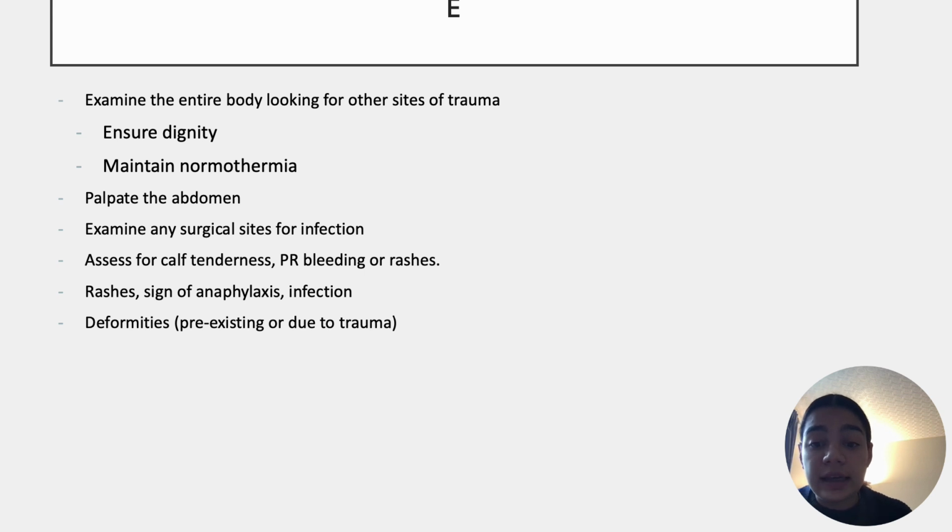And for E, we want exposure, so to examine the entire body looking for sites of trauma. Often when you're in an exam situation or an OSCE scenario, we sort of forget that we're talking about real life situations and real patients. So saying things like ensuring dignity and maintaining normothermia, so making sure that you're not exposing them in front of everyone or leaving them cold. It's really important to say these things as well.